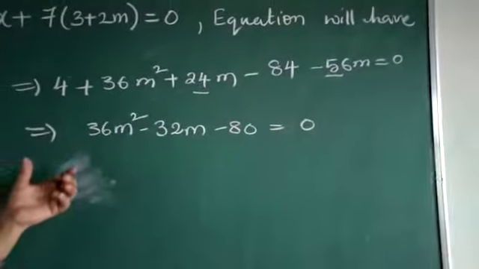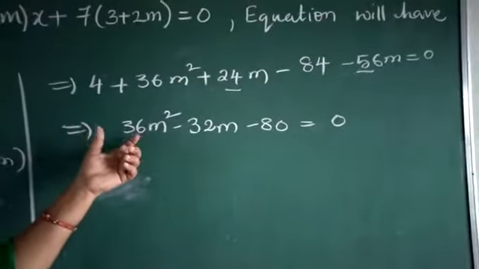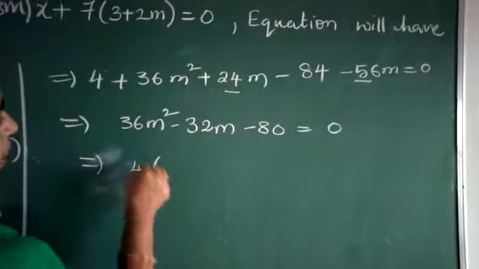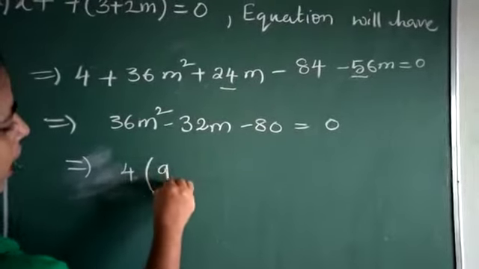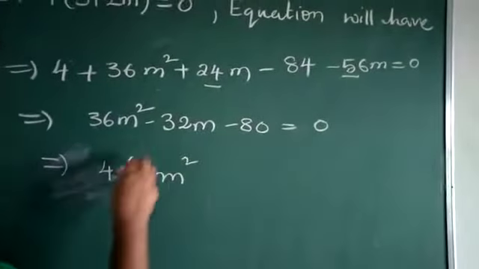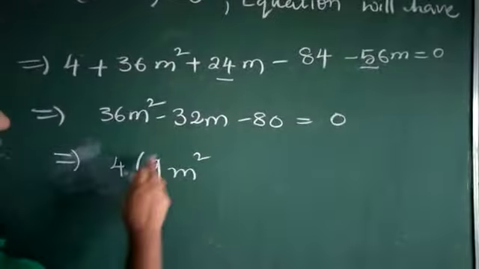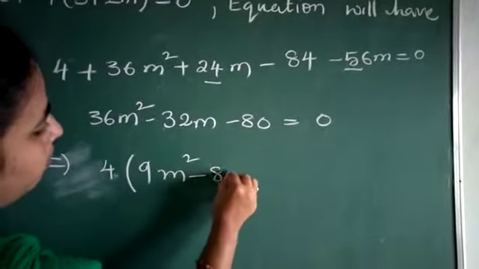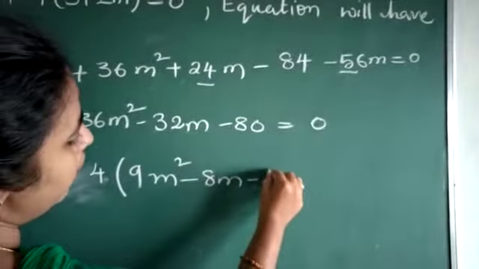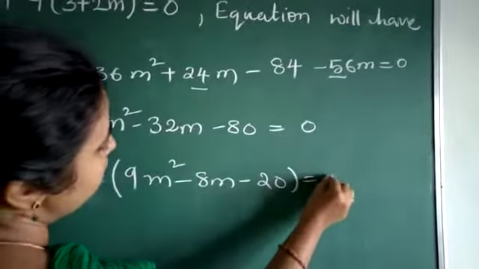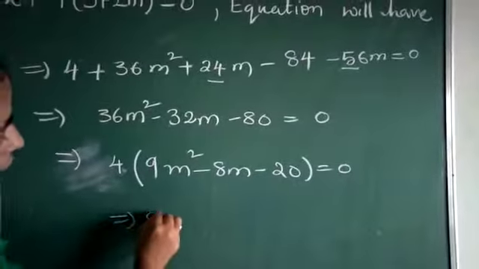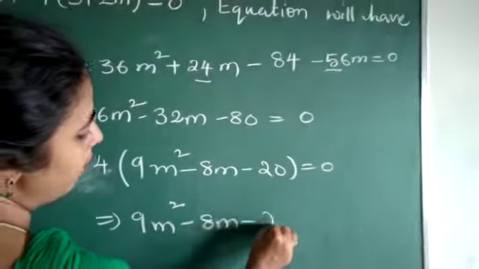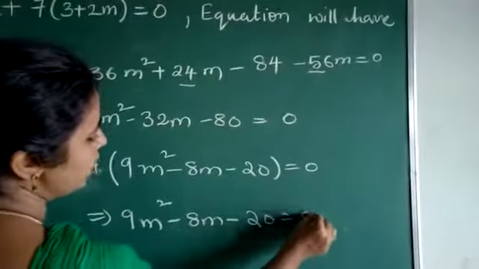Now from this, what is the common one? We can take 4 as the common factor. That is, by taking 4 common, this will be 9m square, 4 8s 32, so 8m, and 20s, equal to 0. 9m square minus 8m minus 20 will be 0.